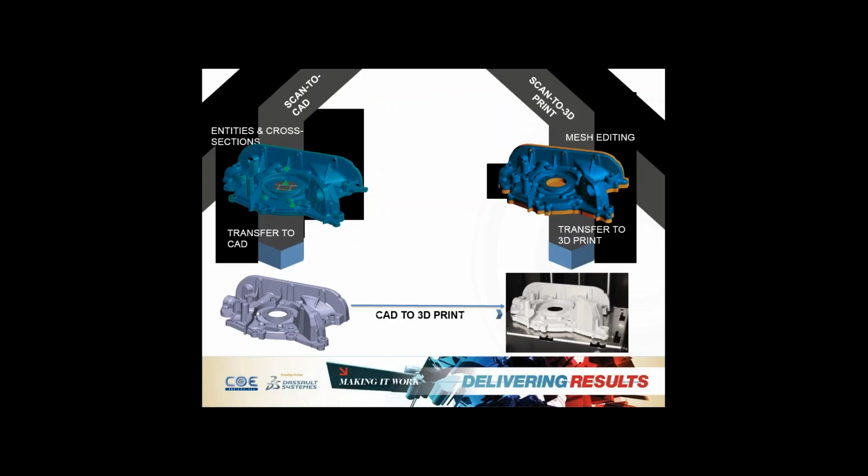Scan to CAD, which is our focus today with CATIA, involves creating entities and cross-sections that are output in common CAD formats. Scan to 3D print does not require this step, since 3D printing does not require mathematical CAD elements.